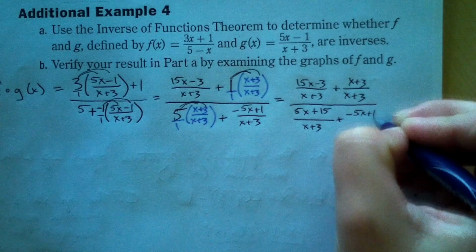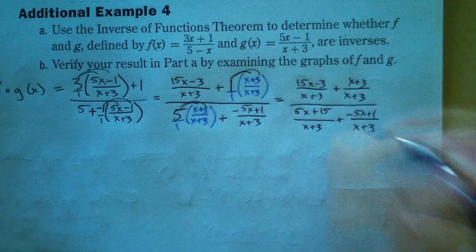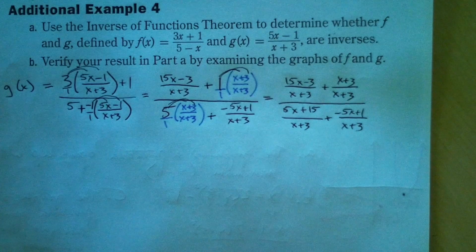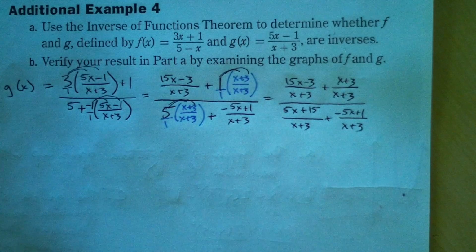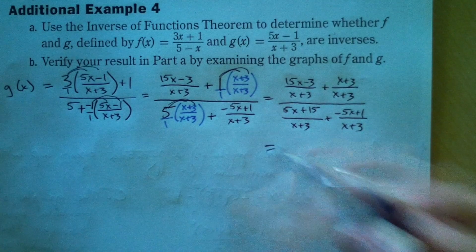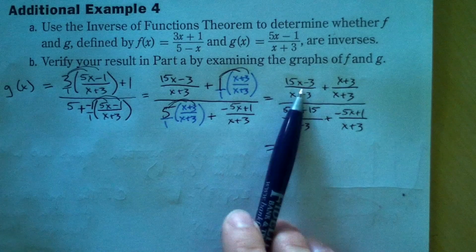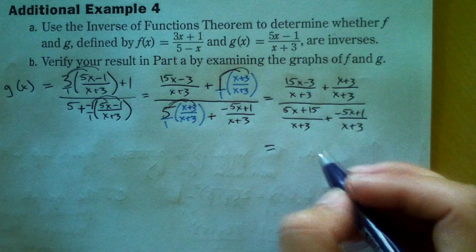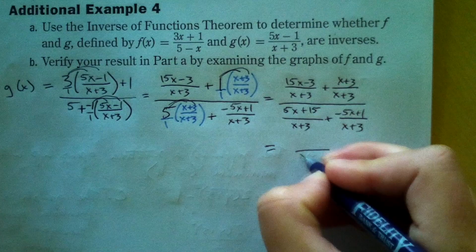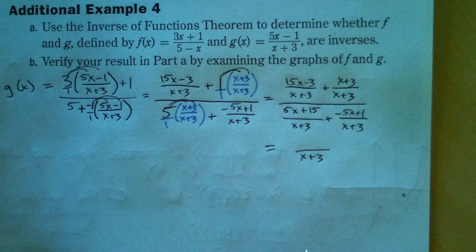Over, and then the bottom, again, both of them are out of x plus 3. So the bottom is just x plus 3. And then there again, you're going to combine your stuff that can go together. So if I put the 5x and the negative 5x together, those cancel each other out. And then if I do the 15 plus the 1, I get 16.